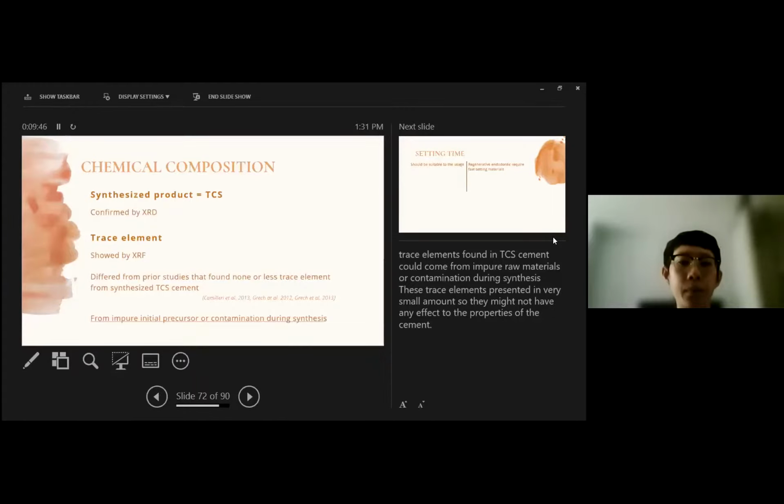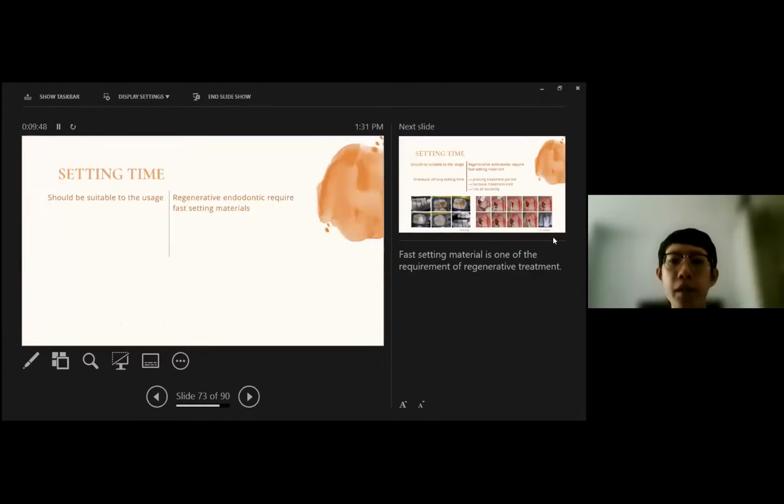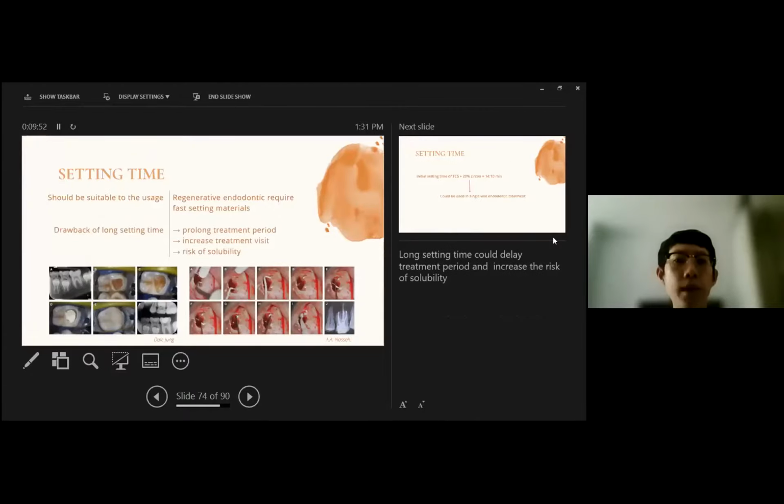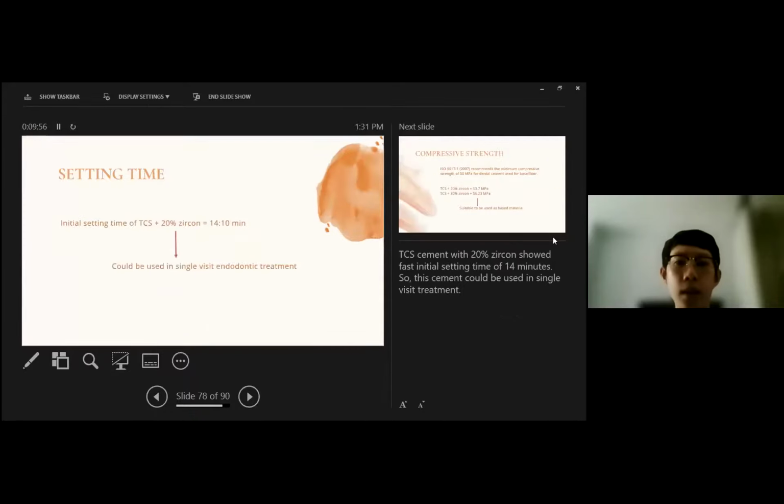cement. Fast setting material is one of the requirements of regenerative treatment. Long setting time could delay the treatment period and increase risk of solubility. Tricalcium silicate cement with 20% zircon showed a fast setting time of 40 minutes. So this cement could be used in single visit treatment.